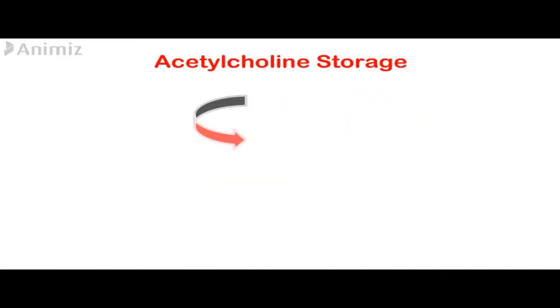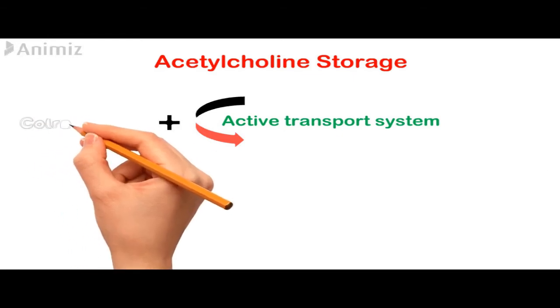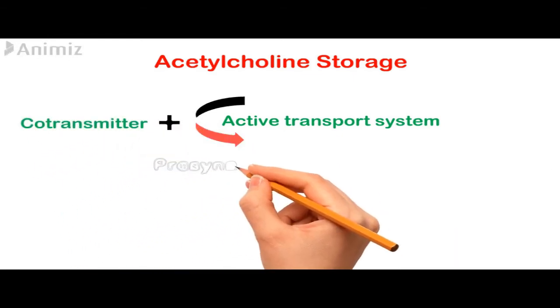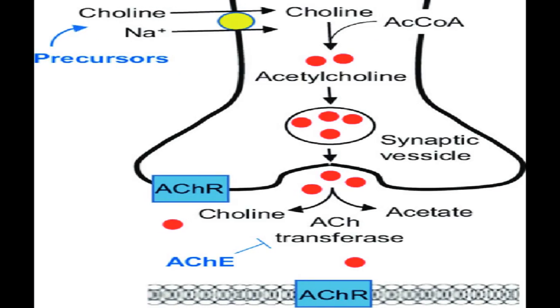(2) Storage. Acetylcholine is packaged and stored into presynaptic vesicles by an active transport process coupled to the efflux of protons. Co-transmission from autonomic neurons is the rule, rather than the exception. This means that most synaptic vesicles contain the primary neurotransmitter, here acetylcholine, as well as a co-transmitter that increases or decreases the effect of the primary neurotransmitter.